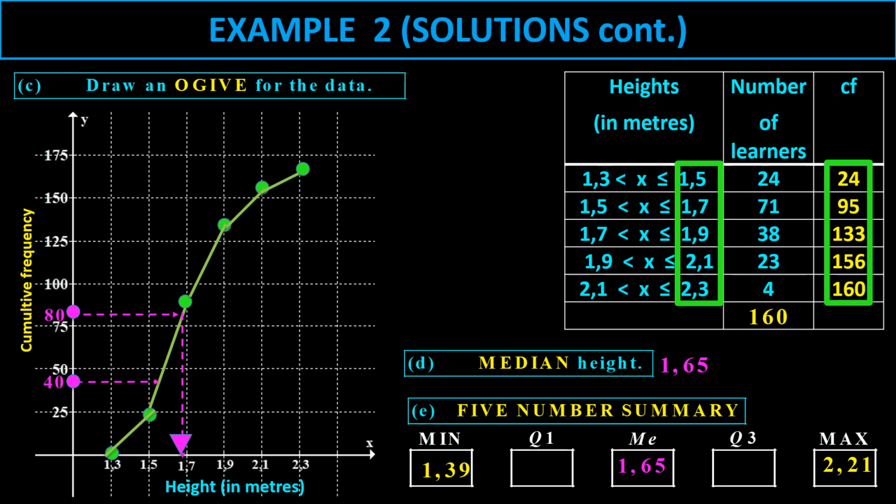I go to my graph. I take the reading on the X. And that reading there is bigger than 1.5. Let's make it 1,55. Right? Or any estimation that you can use there. For the upper quartile, I need 75% of 160, which is 120. At 120, I go to the OGIVE curve.